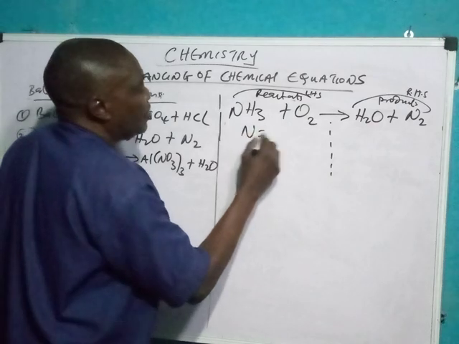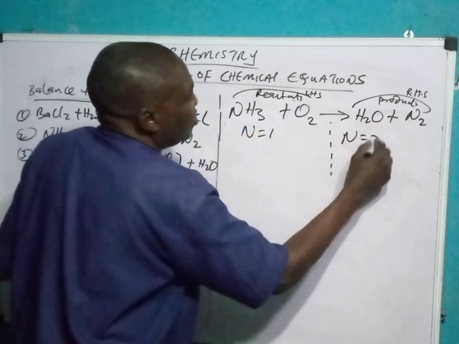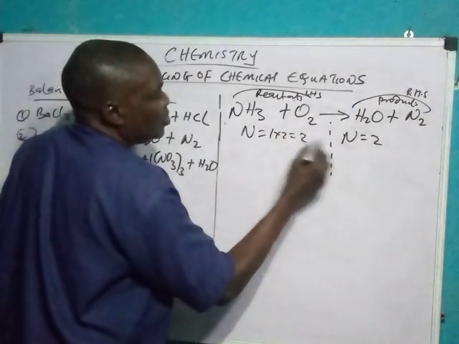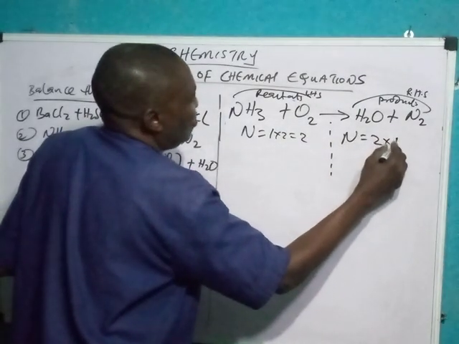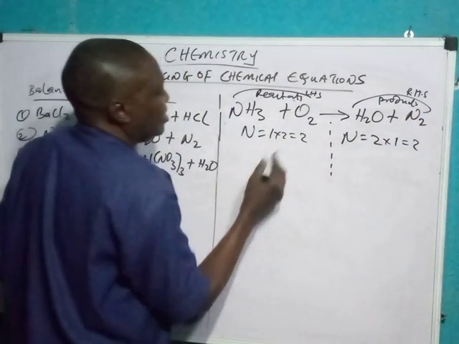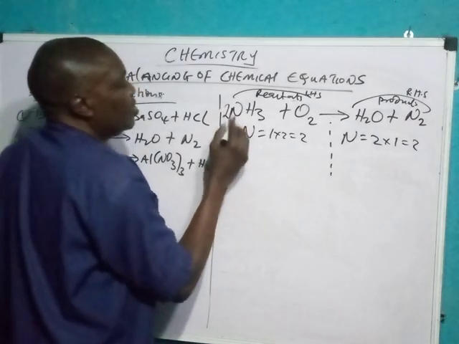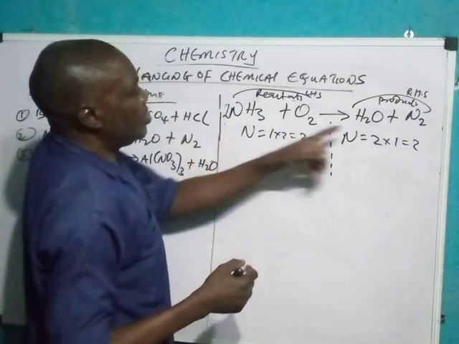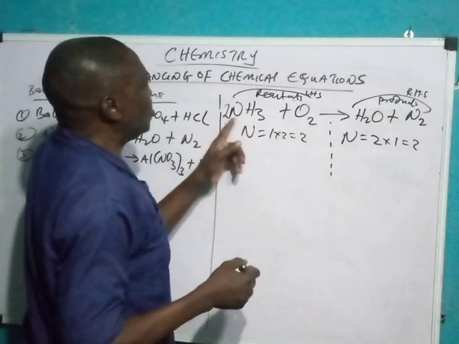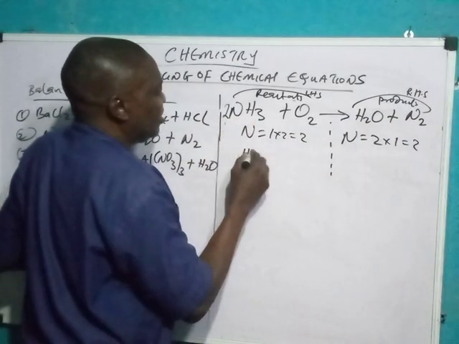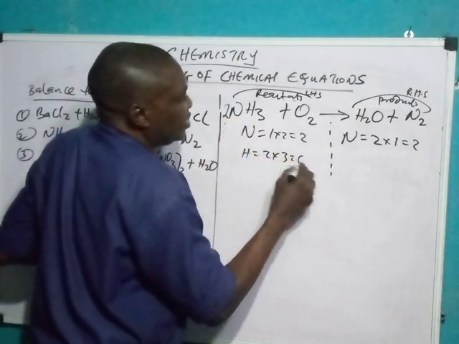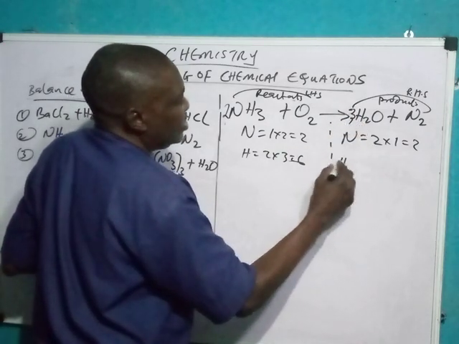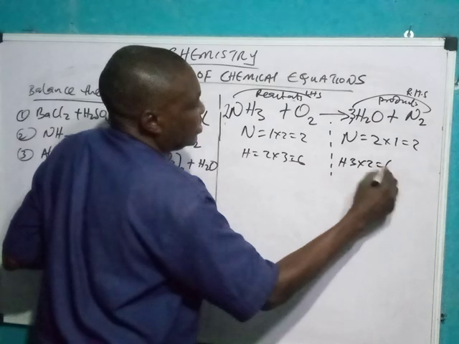So nitrogen is 1, nitrogen is 2. So we just say 2 times 1 equals 2, and 1 times 2 equals 2. So 2 is already balanced here, 2 here. So we introduce 2 here: 2NH3 plus O2. Let's see how it goes. So 2 nitrogen, 2 nitrogen. Hydrogen will now be 2 times 3, which is 6. We have to introduce 3 here, making hydrogen 3 times 2 equals 6.